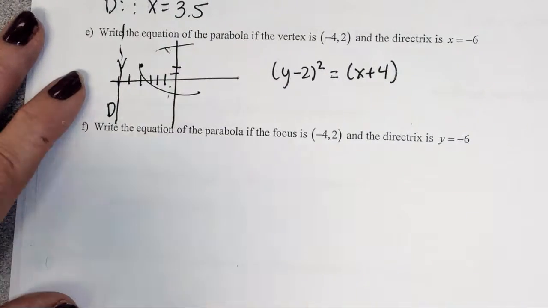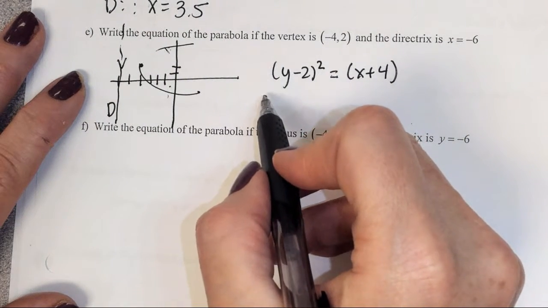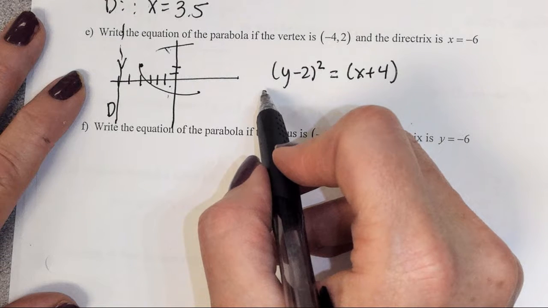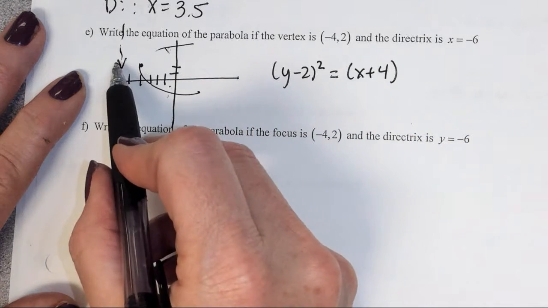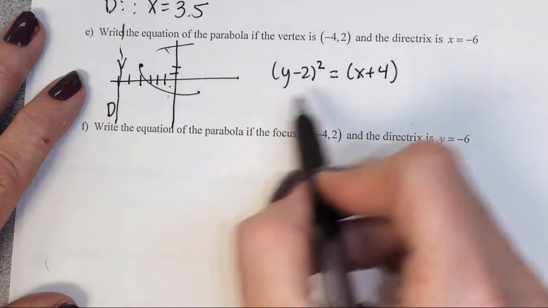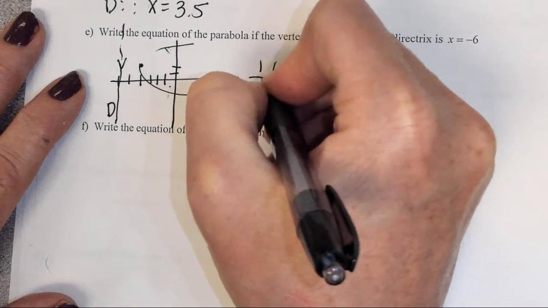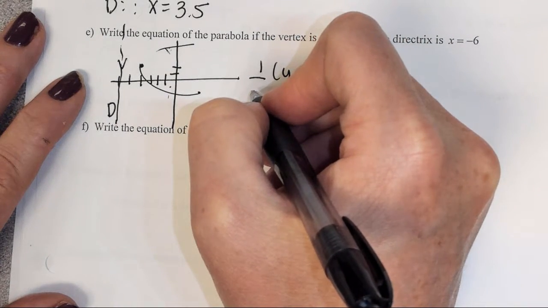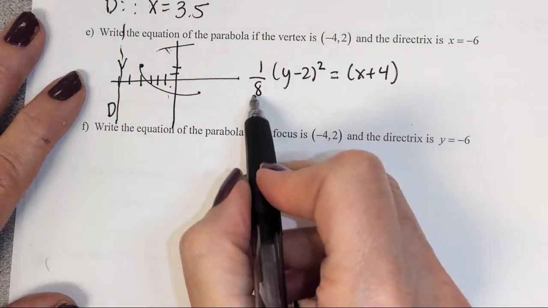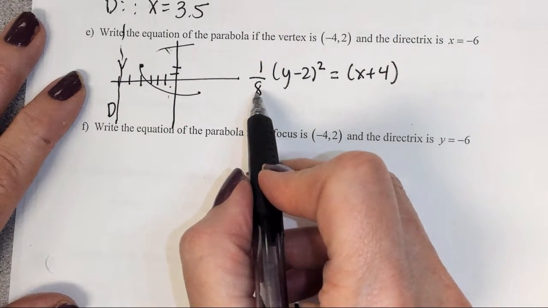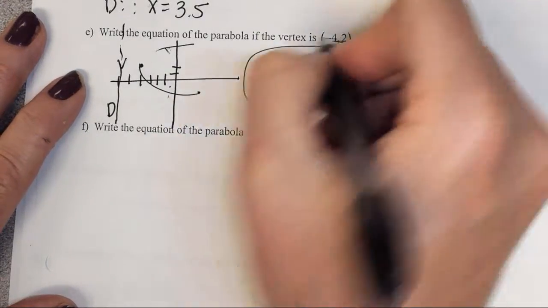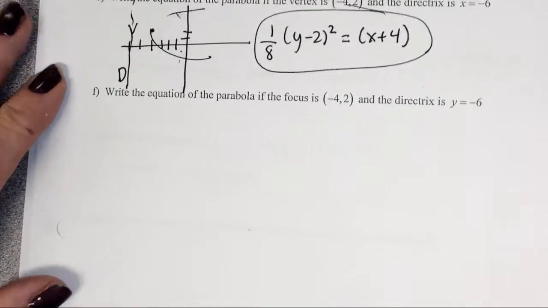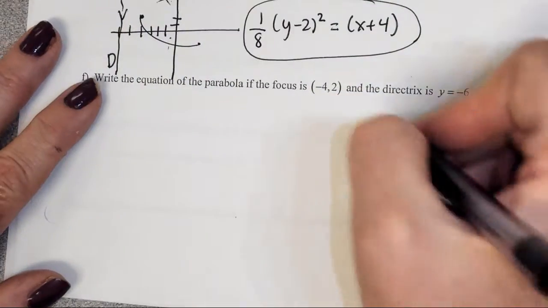That much I know. The other thing I need to know is 1 over 4p. How can I find p? Not quite. I know p is 2. Okay, so this is going to have to be 1 over 4p, so just 1 over 8, right? Would it be a positive 1/8? Yeah, because it's going to the right. So we can write it like this. Okay. All right, last one.